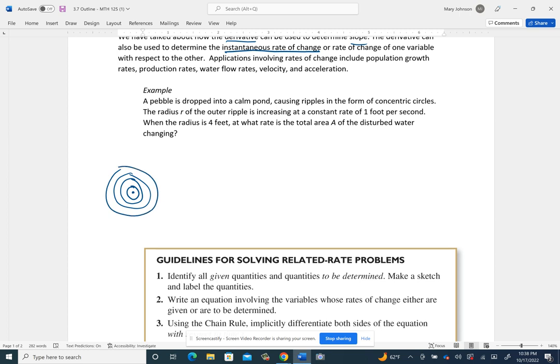So this question is saying the radius of the outer ripple. The radius, remember, is from the center to the outside of the circle. So that right there I'm talking about as being the radius. The radius of the outer ripple is increasing at a constant rate of 1 foot per second. That rate at which the radius is changing with respect to time, that's what dr/dt is. It's the rate of change of the radius with respect to time. And we're given that. We know it's 1 foot per second.